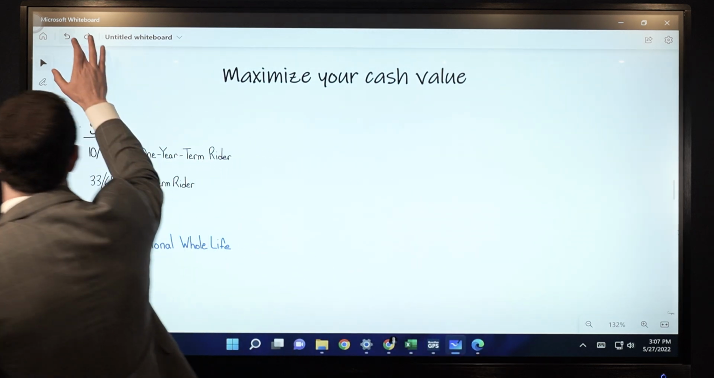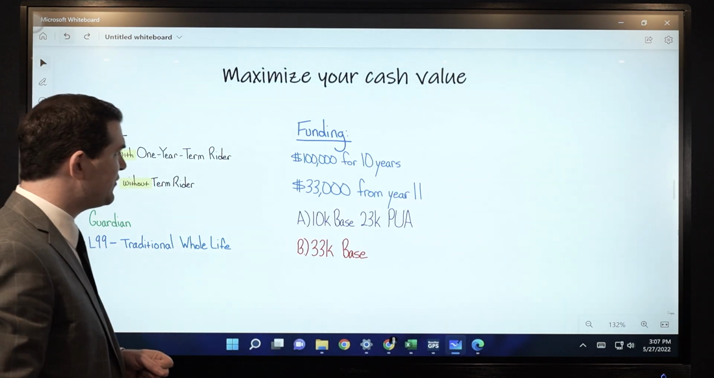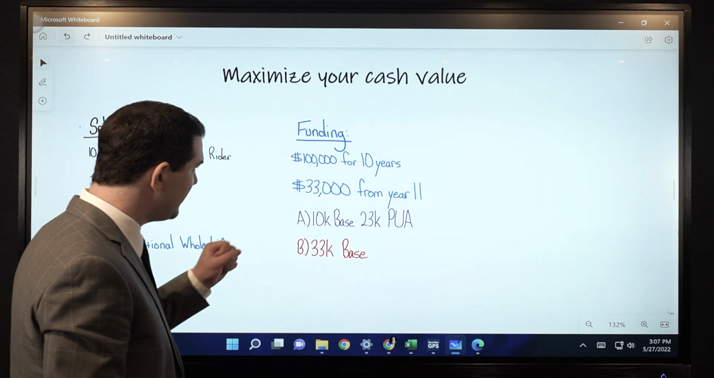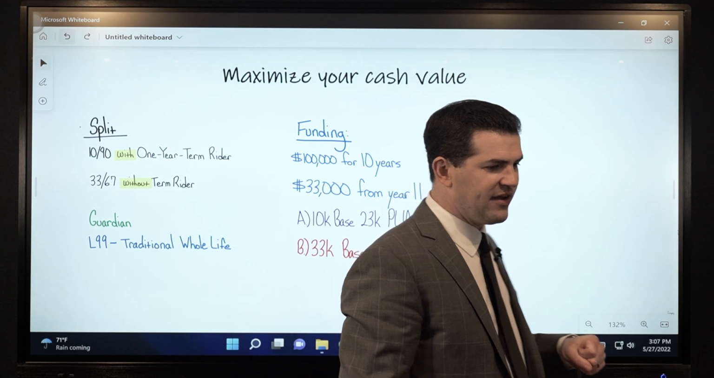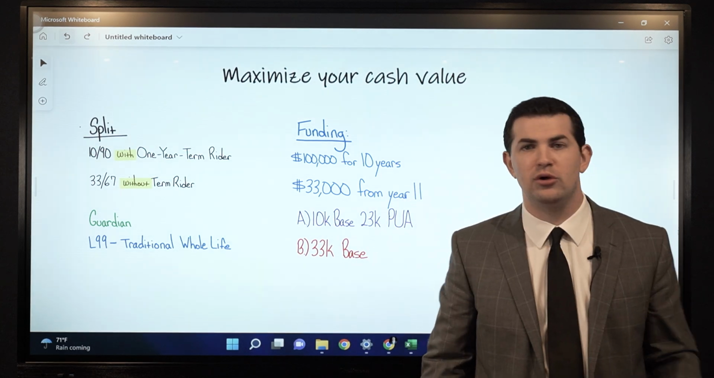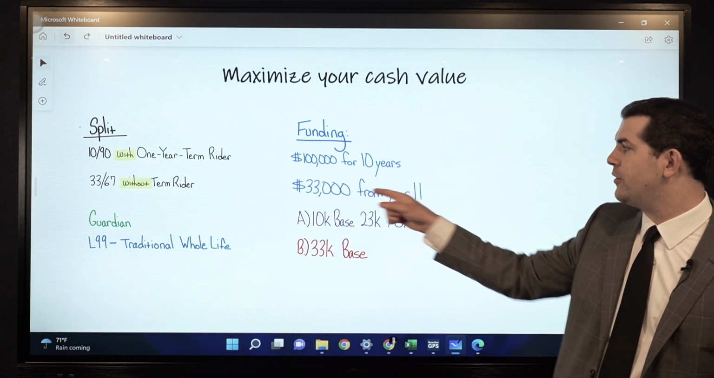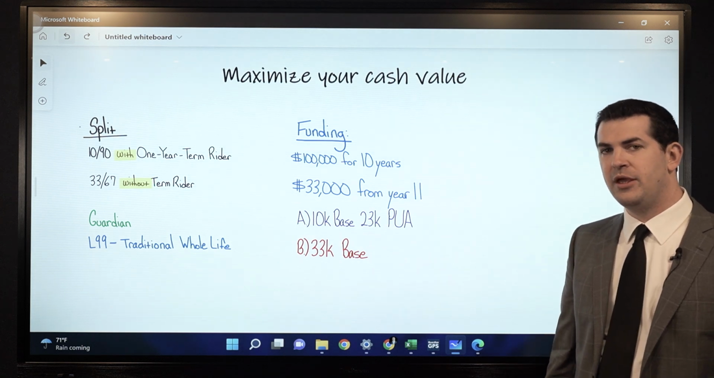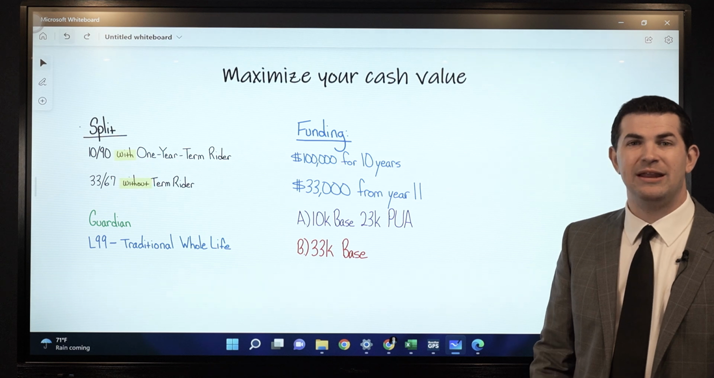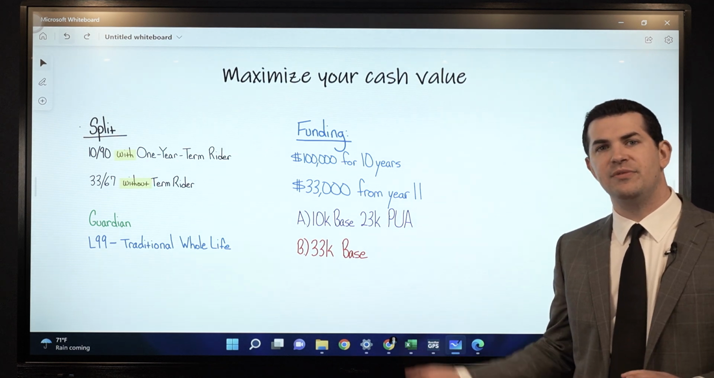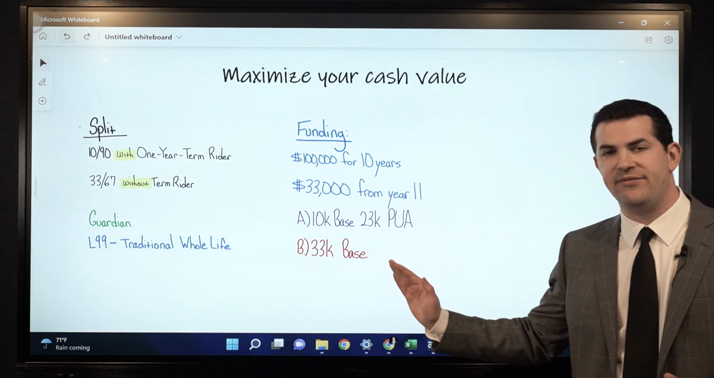So what we're going to look at on the funding is as follows. We're going to look at heavily funding the policy at $100K per year for 10 years. And then after 10 years, we're going to look at $33,000 per year from year 11 onward. Now, I'll add as a quick side note when we begin to look at the models that we can easily stop much earlier. This is just going to display funding indefinitely.